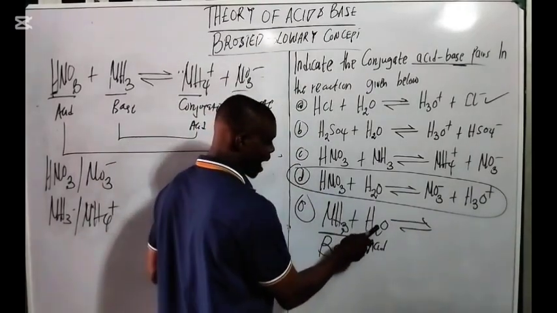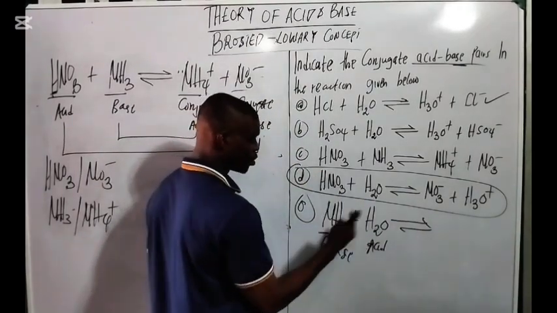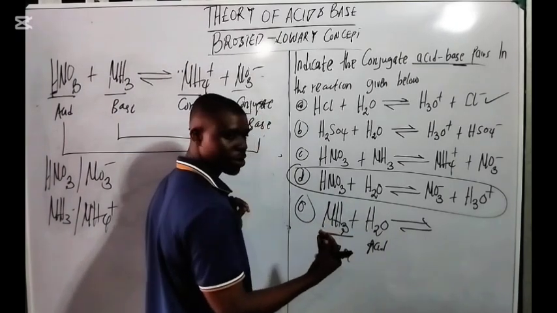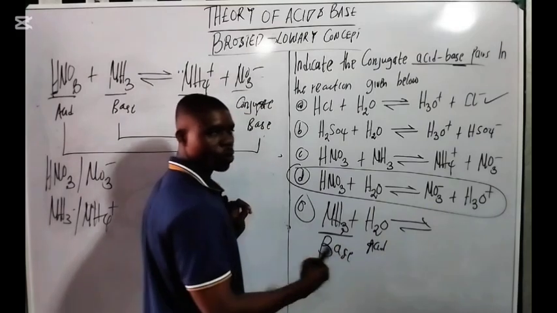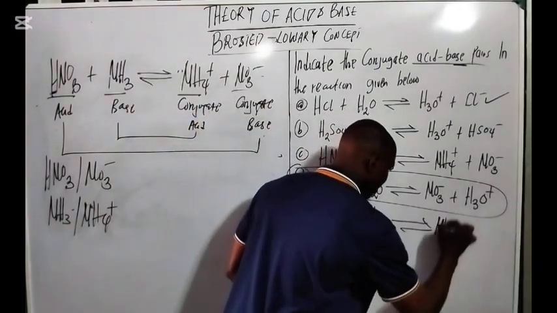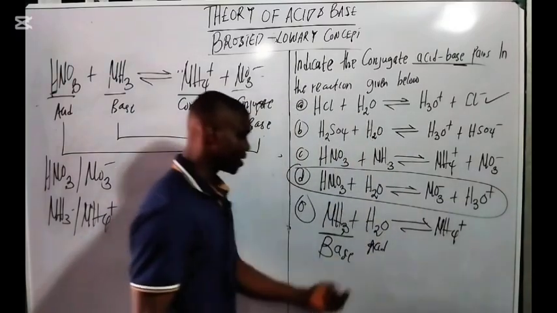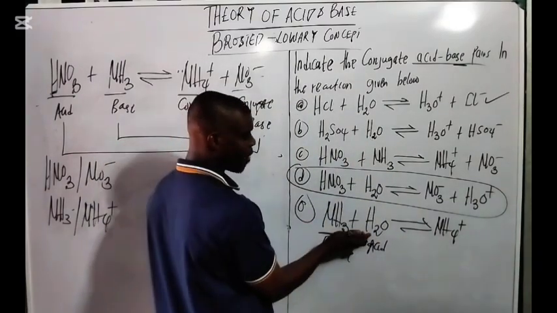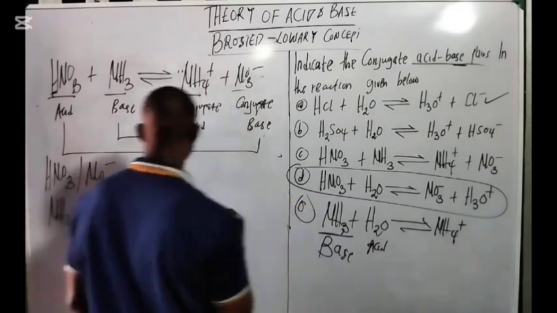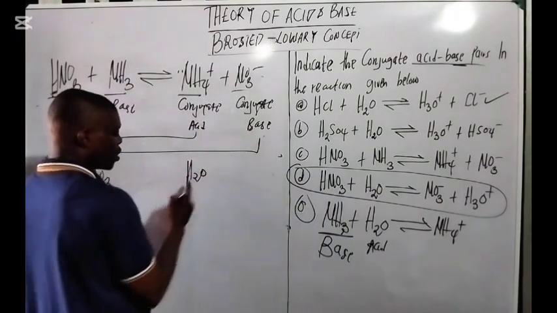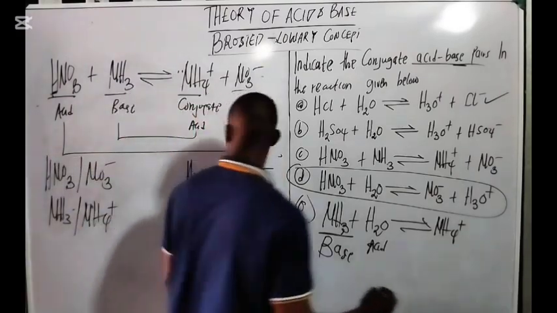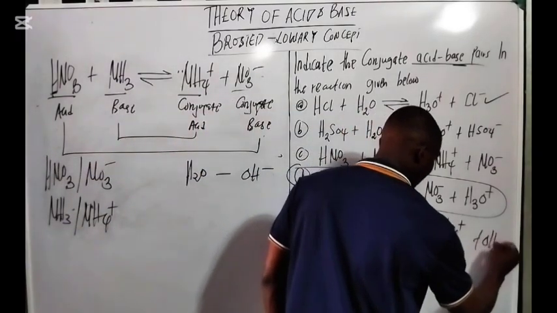Now, this acid here will donate one hydrogen to this other one here. So whenever NH3 accepts a hydrogen, it forms the ammonium ion. So here we now have NH4 plus. Now remember, this guy has lost one hydrogen. Remember, here we have H2O. When you lose a hydrogen, you have OH minus.